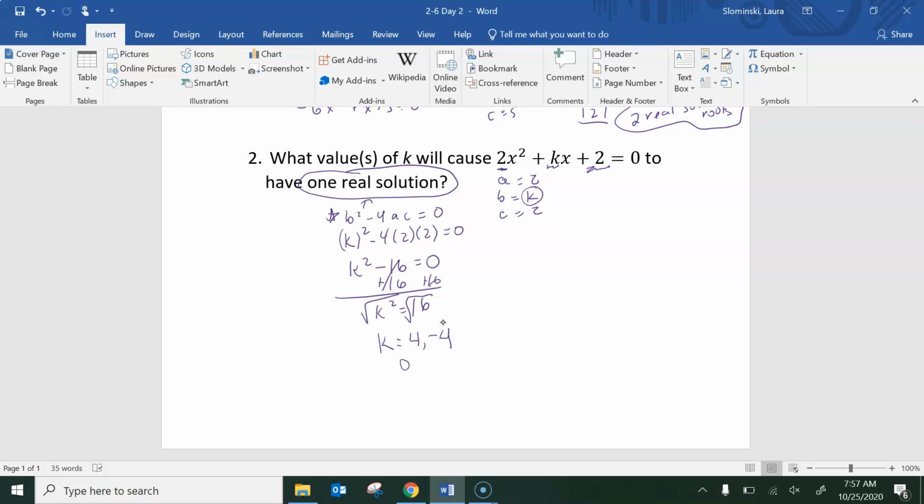Another way to write the same solution, and Pearson will accept both, you do have the plus minus symbol in the Pearson bar. You could type it in like that. Both of these would be acceptable. Okay, but when you're asked to find how they find one real solution, you need to use this part of the discriminant, set it equal to 0, substitute what you know, and then solve for the variable. All right, so that's all I have for a recap today.